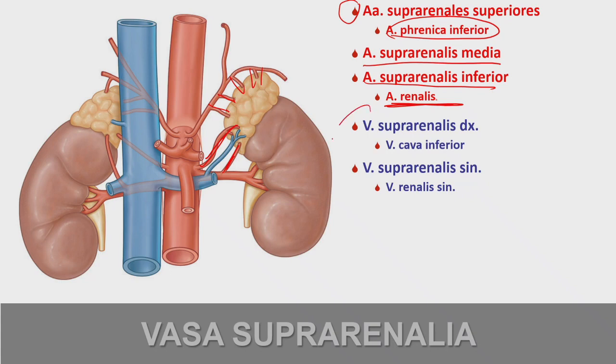Then we have veins. The vein is only one on each side. The left one is an inflow of the renal vein. But on the right side, it goes directly to the inferior vena cava.